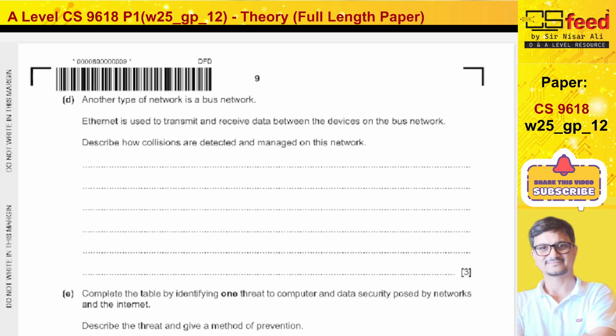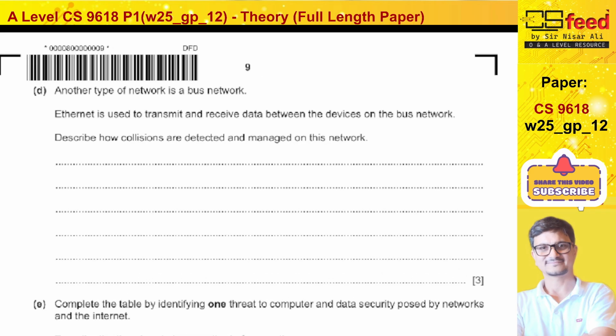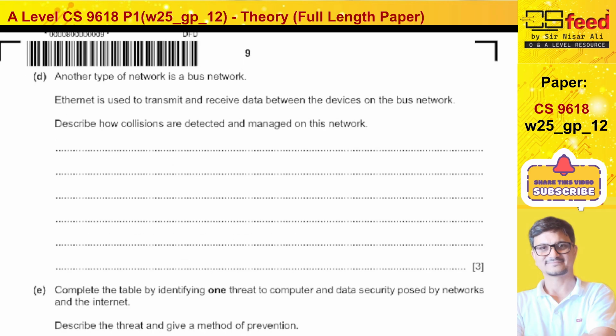Okay. Another type of network is a bus network. Ethernet is used to transmit and receive data between the devices on the bus network. Describe how collisions are detected and managed on the network. Now there is a collision. You know, on the Ethernet, whenever we talk about the Ethernet, the Ethernet collision detection is done by the CSMA/CD, all right, is used. Okay, is used. How collisions are detected and managed?